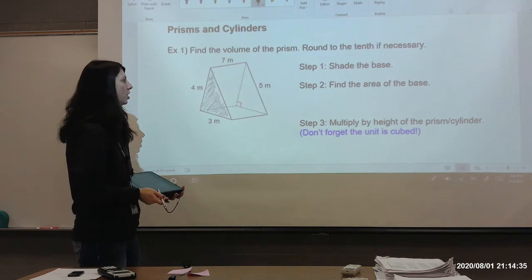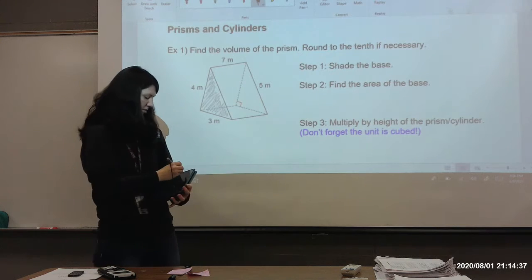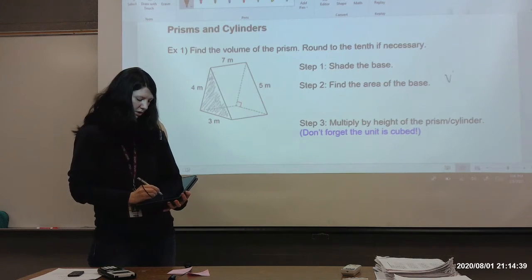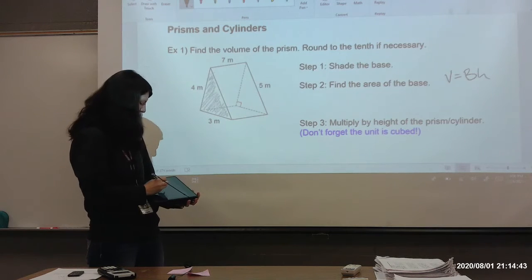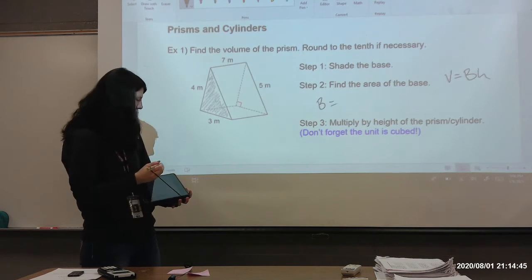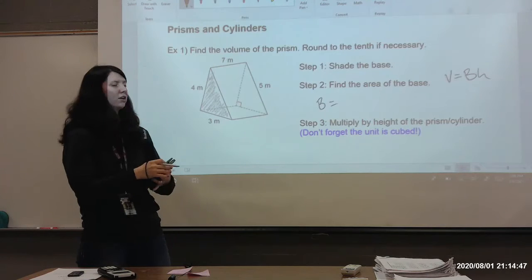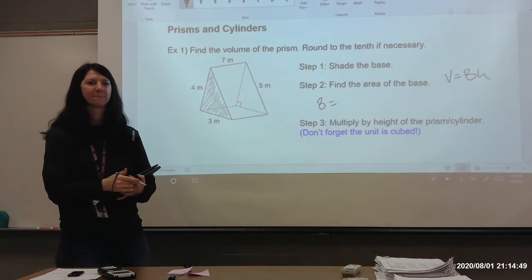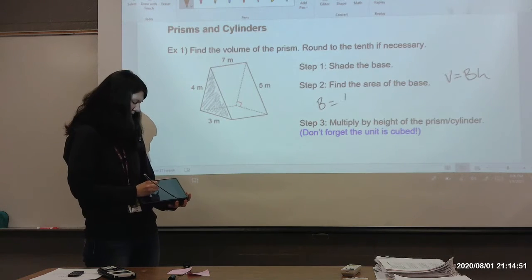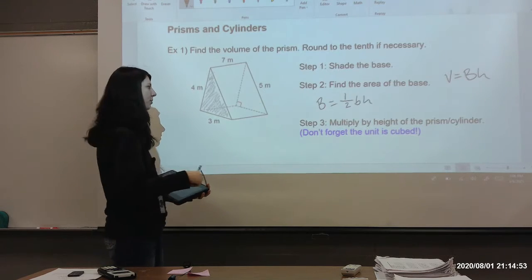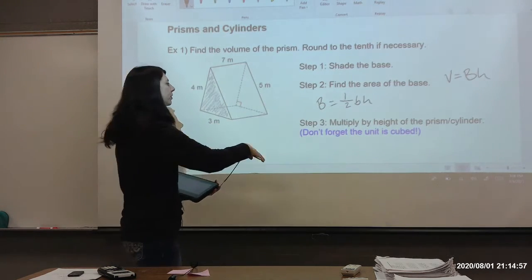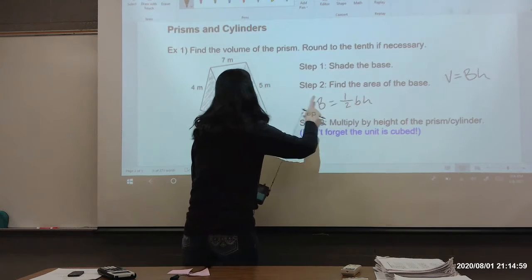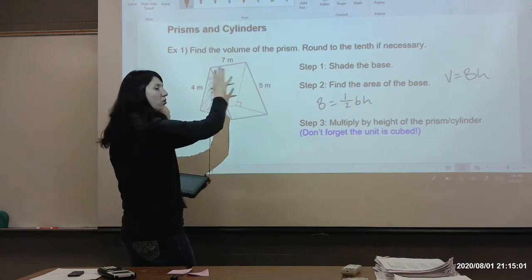Okay, so we need to first find the area of the base because our volume formula is area of the base times the height. Right? So we need to find B, capital B. How do I find the area of a triangle? Yeah, 1/2 base times height. Now here we're talking about lowercase b. There's lots of bases and heights here, so we got to be careful. Right here we're talking about the base and height of our triangle, not the whole figure.